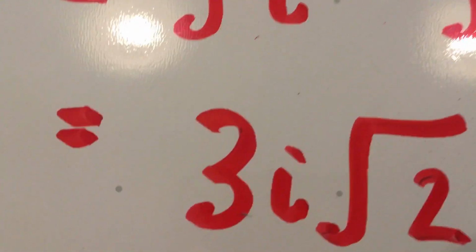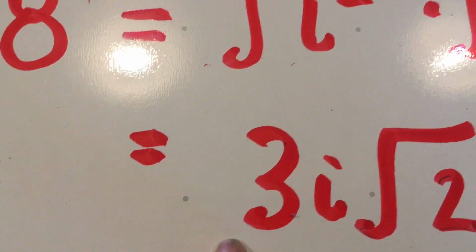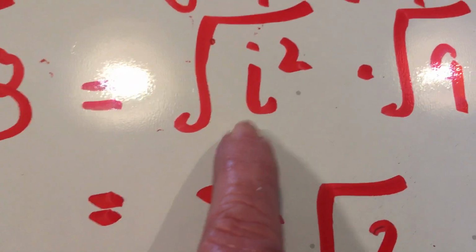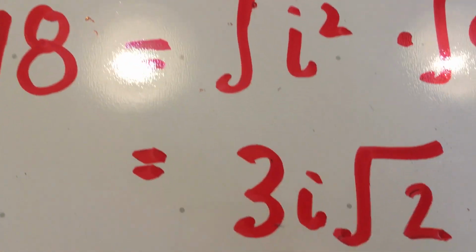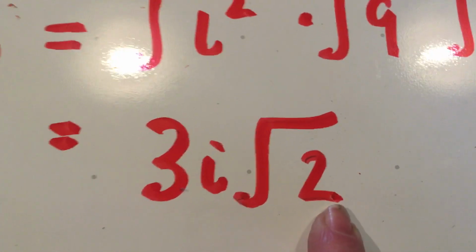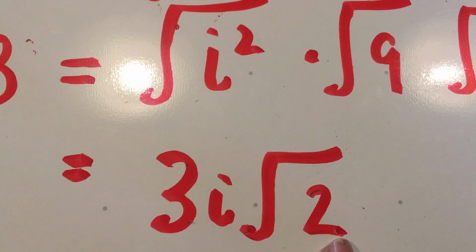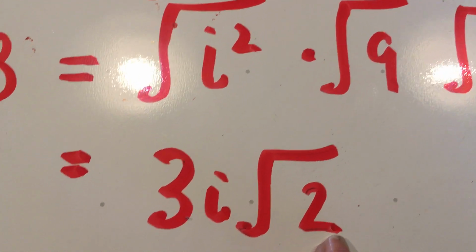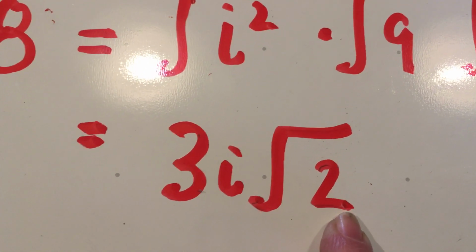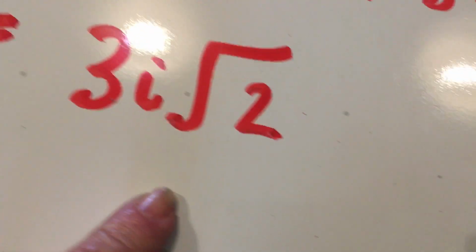The square root of I squared is I. The square root of 9 is 3. And then we have the square root of 2 because it's not a perfect square, nor does it have perfect square factors. Now, you may need to look back at your worksheets that we did when we were doing chapter 12 to work on simplifying radicals. We've done simplifying radicals before.